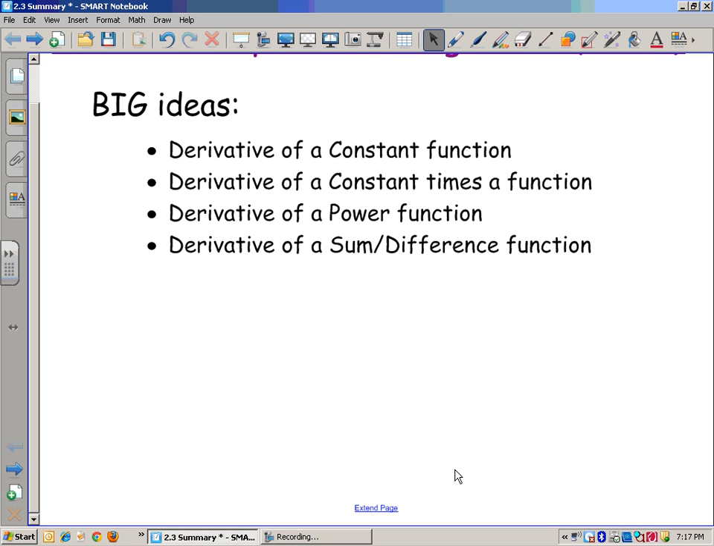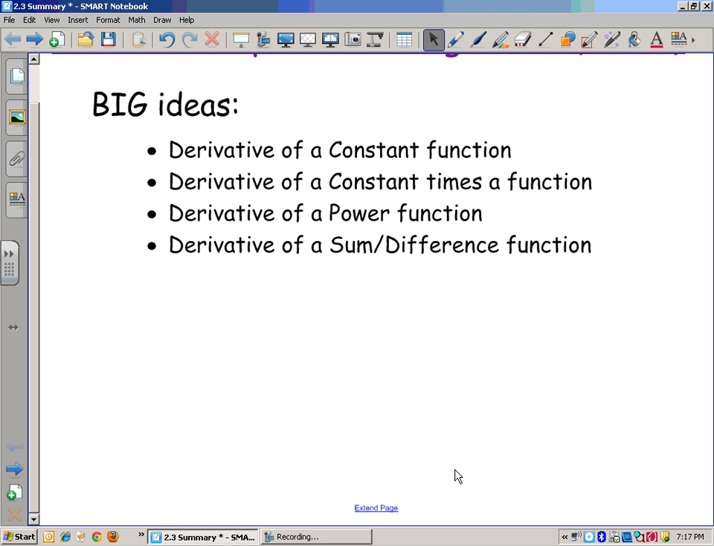All right, so today we're going to summarize section 2.3, derivative of a constant function. And there's three basic principles, and then we're going to put them all together. So the first principle we're going to have today is the derivative of a constant function. The second one is we're going to take the first rule and apply it as a multiplier to another function.